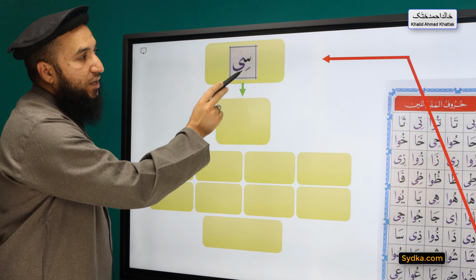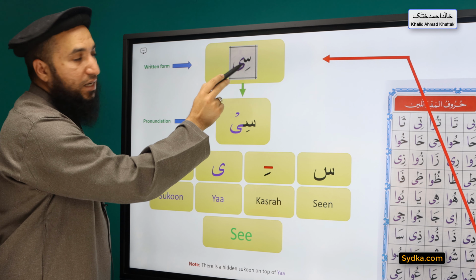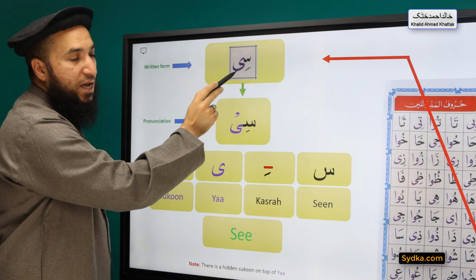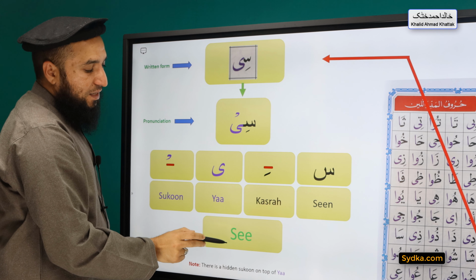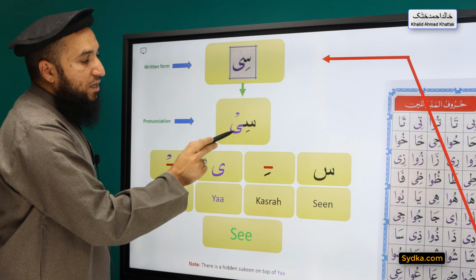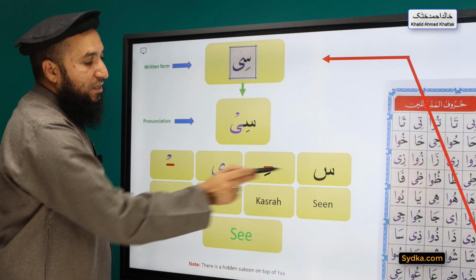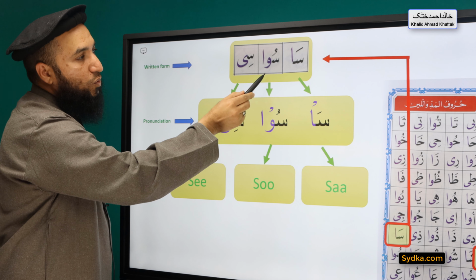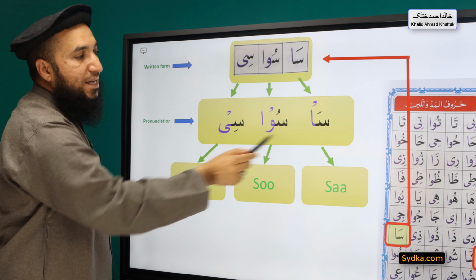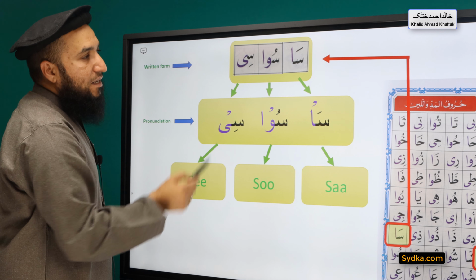The next syllable we have is Seen Kasra Ya Sukoon. Seen is a light letter, it has Kasra underneath, it is followed by Ya, and this Ya has hidden Sukoon. Seen Kasra Ya Sukoon Si. So now we have all 3 syllables. Sa, Su, Si.